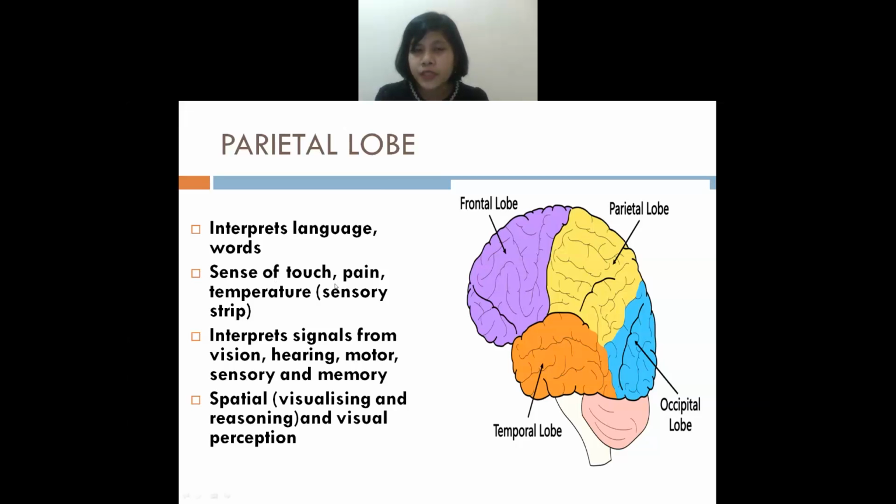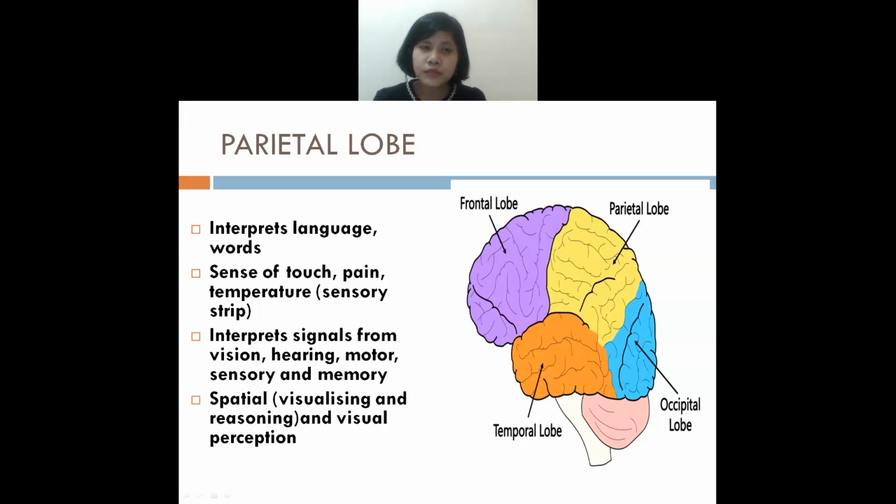And next is sense of touch. If somebody touches you or if something touches your skin or your body, the parietal lobe will help you in sensing the thing. Next is pain. You'll be able to feel the pain if somebody slaps you, if somebody beats you, because of the parietal lobe. Next is temperature. How will you know whether it's hot, cold, moderate, or windy? The parietal lobe will help you in sensing all those things.